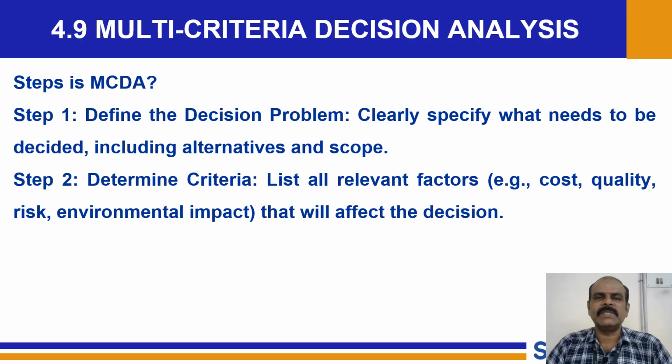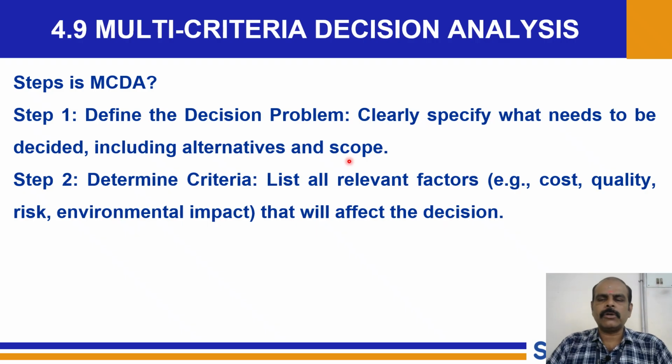Now we'll see the steps involved. Step 1, define the decision problem. This is purely applied for decision making. Of course, optimization can be done on a parametric basis, but the main purpose is multi-criteria decision making. So first define the decision problem, clearly specifying what needs to be decided, including alternatives and scope.